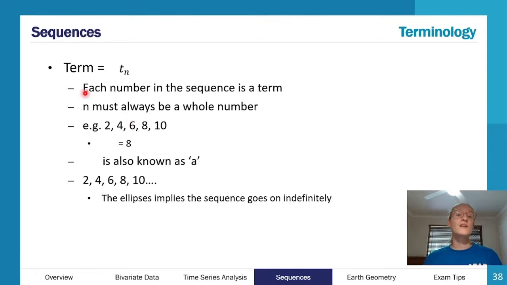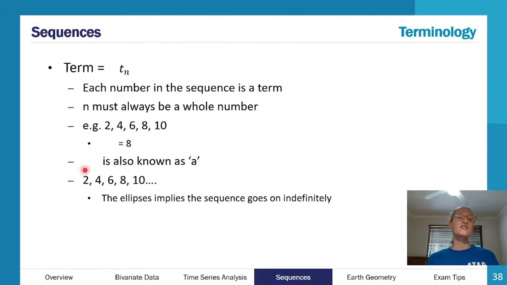And n must always be a whole number. We can't have term 2.5. We can never have that just because it messes with the rule a little bit, especially when we get into geometric sequences. So here, for example, what term number is term 8? 1, 2, 3, 4. So term 4 or t4 is 8. And another thing I'll draw your attention to is that sometimes t1 is also referred to as a. So that's just another terminology thing to be aware of.